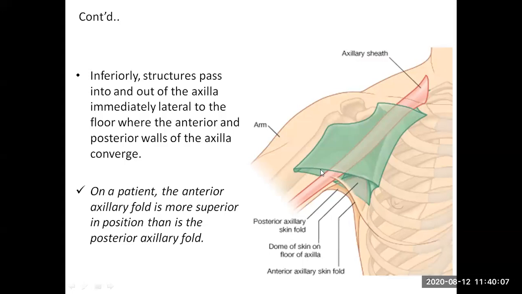So this anterior axillary fold is more superior in position than the posterior axillary fold. It means that the anterior and posterior axillary folds are not at the same level. The anterior axillary fold is a little bit higher than the posterior axillary fold.